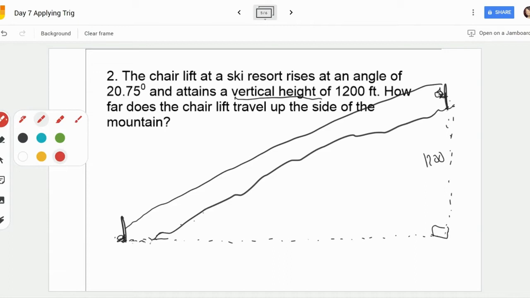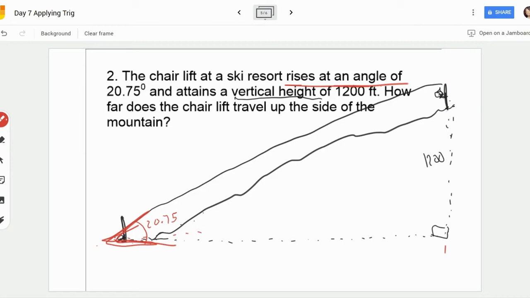All right. So it says rises at an angle. You need to know where to put this angle. Basically, this chairlift is rising from the horizontal at that angle. And so this then is 20.75. We can label these angles however we want. We kind of made this triangle right here. We see the three sides, the three angles. There's not really a need to label them.